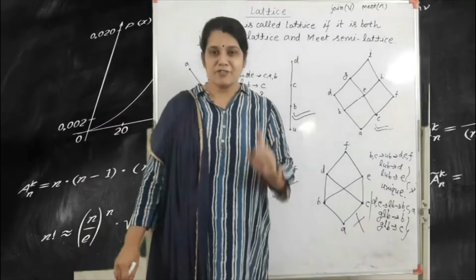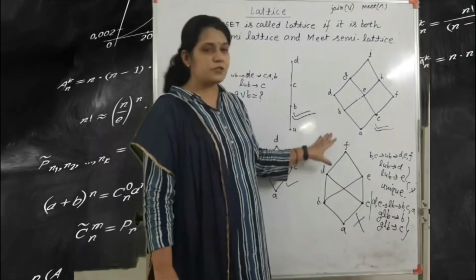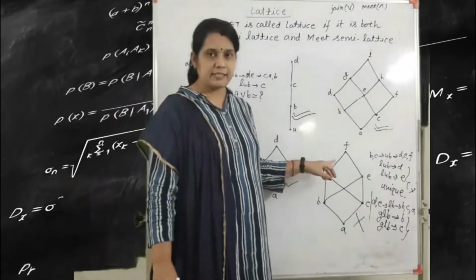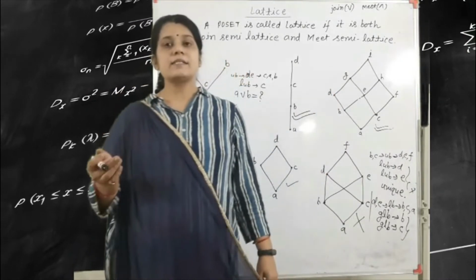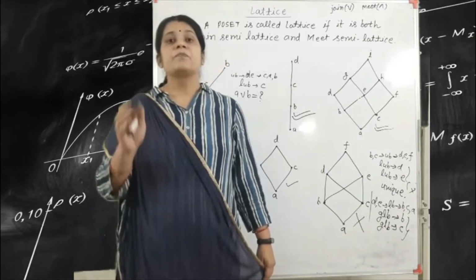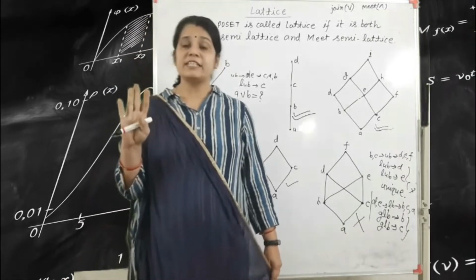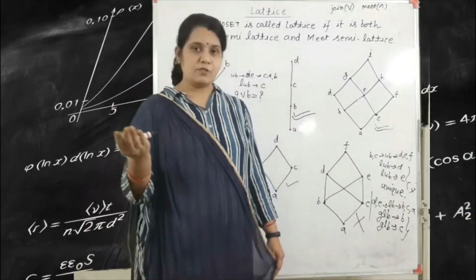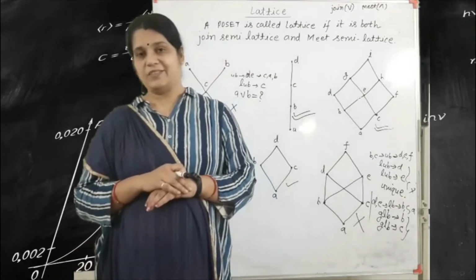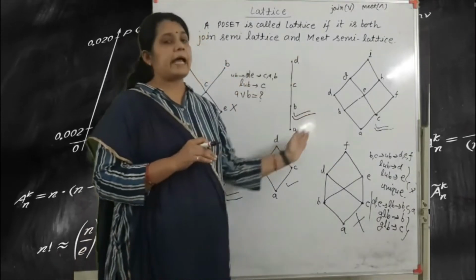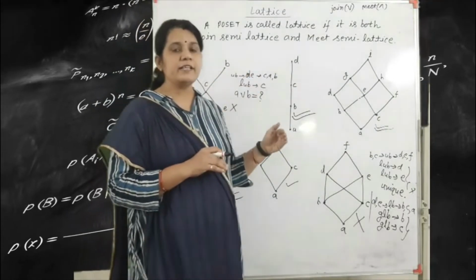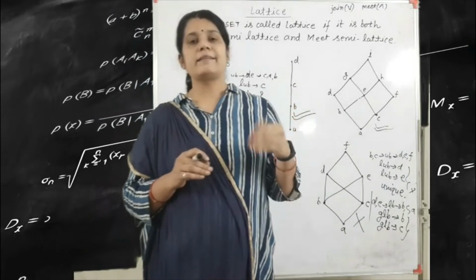So don't be confused here. Of these two types of Hasse diagram, this one is a lattice, but this one is not a lattice, because here the least upper bound and the greatest lower bound have two values. Always the least upper bound and the greatest lower bound are unique. These are different types of examples depending on the lattice. So always keep this in mind.